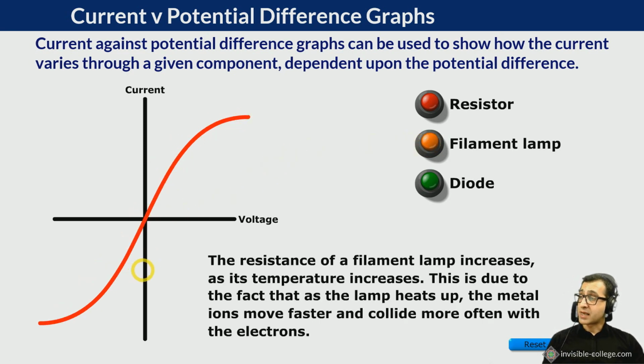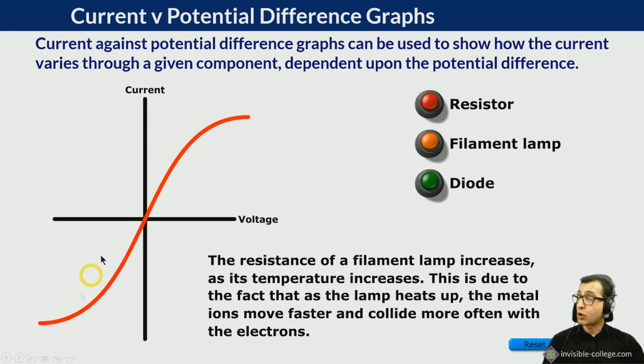Now, the reason for this shape is this. The resistance of a filament lamp increases as its temperature increases. This is due to the fact that as the lamp heats up, the metal ions in that metal move faster and more vigorously, and this causes the electrons to bump into them more frequently, and this in turn raises the resistance of the filament. As the higher voltages are reached, the current does not increase as rapidly as at the lower voltages.